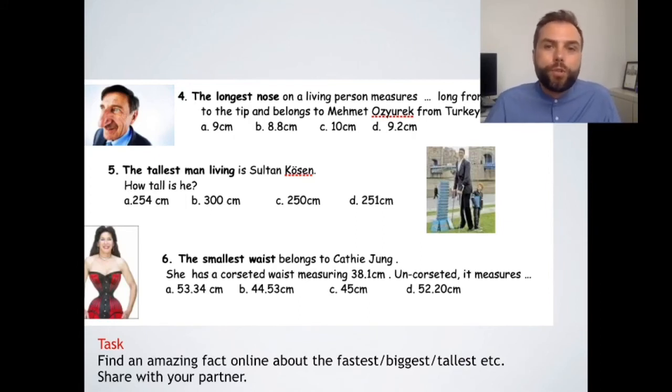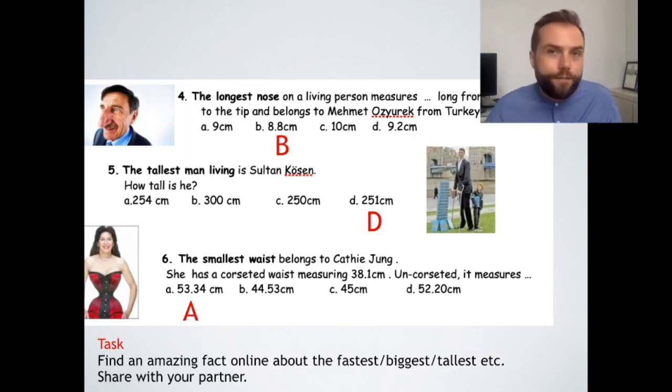So the longest nose on a living person measures from the bridge to the tip. Okay, how long does it measure? A, B, C, or D? Number 5, the tallest man is Sultan Kozan. How tall is he? And number 6, the smallest waist belongs to Kathy Jung. Okay, again, this is just a little bit of a fun quiz. Have students record their answers, and then you can go through. The answers are B and D and A.